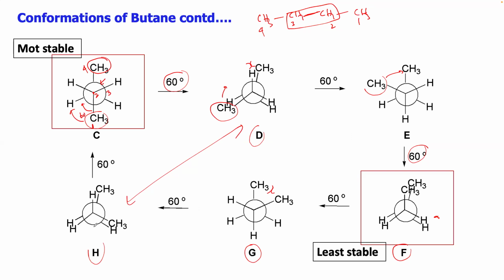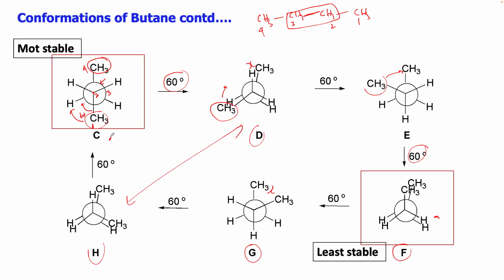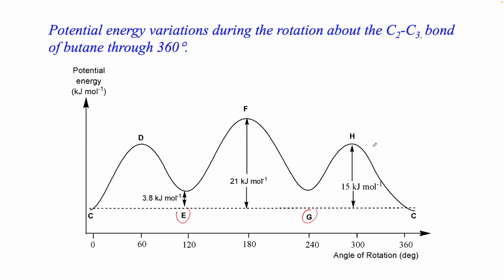And E and G, C is the most stable one. E and G are also the same energy, and they are at a lower energy, but the lowest will be C.